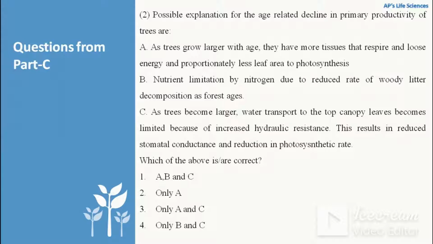Whereas option B is nutrient limitation by nitrogen due to reduced rate of woody litter decomposition as the forest ages. So this is a proper explanation. And C, as a tree becomes larger, water transport to the top canopy leaves becomes limited because of increasing hydraulic resistance. This results in reduced stomatal conductance and reduction in photosynthetic rate. So it is also a correct option. So options B and C are correct, which is option 4. So option 4 is the correct answer here.